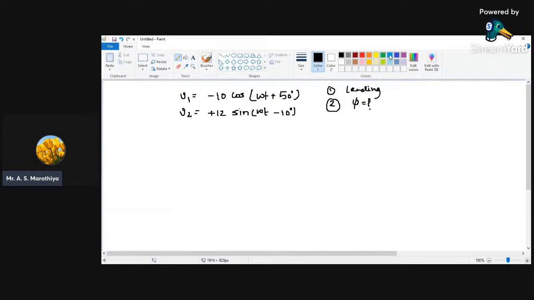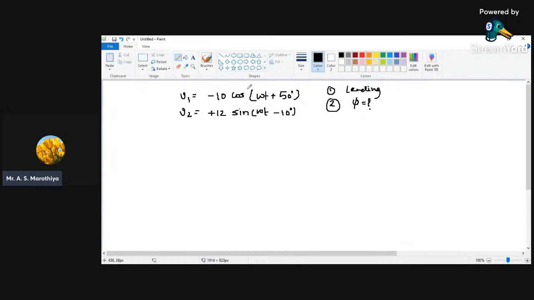Now, how to solve this numerical? It is very simple, but at the same time quite tricky. And these kinds of questions are normally asked in GATE for 1 mark. You have a set of mathematical equations, and your objective is to find which is the extreme most leading quantity and which is the extreme most lagging quantity, and what will be the phase difference between any two of them. So how to solve this?